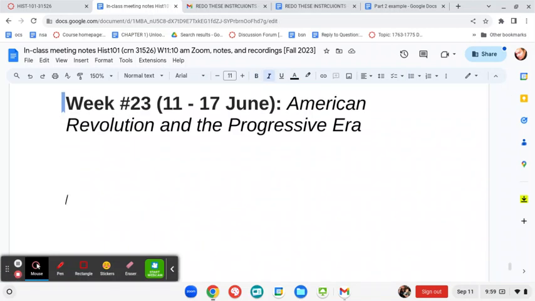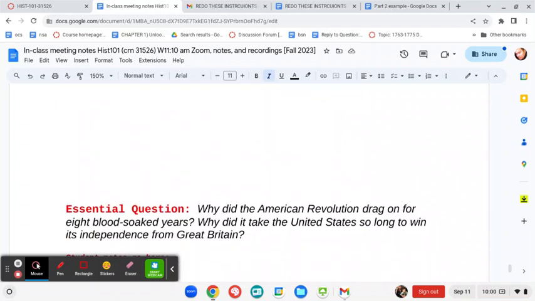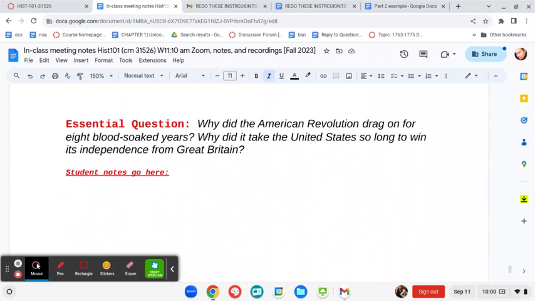What next? Well, you want to add information from your lecture notes that actually helps you to answer one of the essential questions we discussed in class. So for this to make sense, what you want to do is put your notes right beneath the relevant essential question. So you just scroll down until you find the question that you have notes for. For instance, let's say hypothetically, you're working on this question. This is what we talked about in class. Why did the American Revolution drag on for 8 blood-soaked years? Why did it take the United States so long to win its independence from Great Britain?